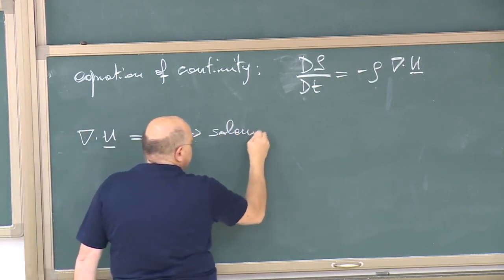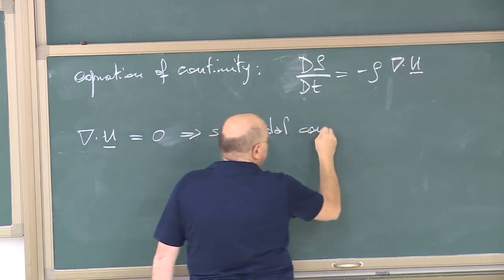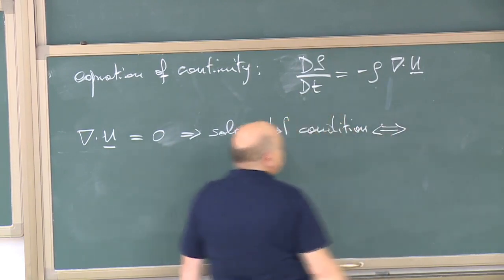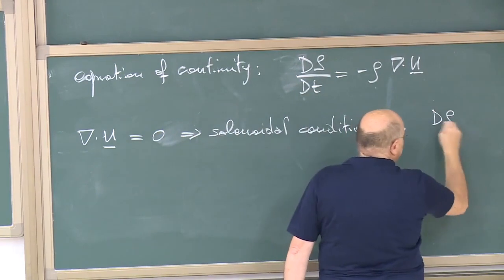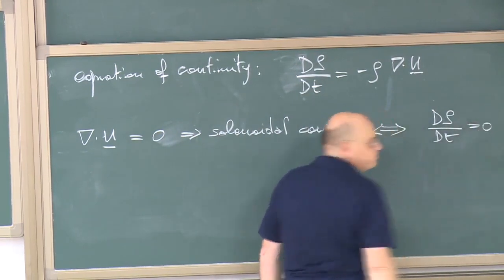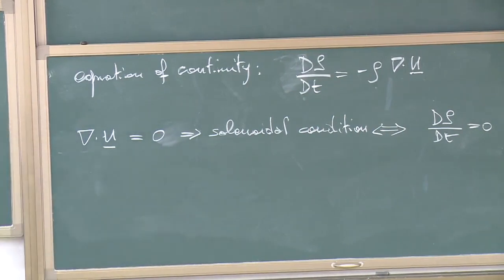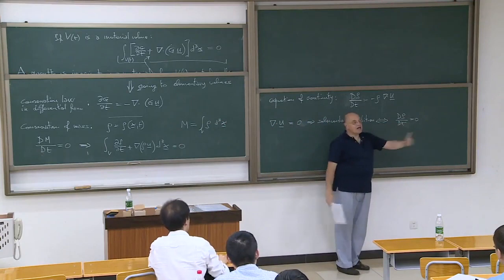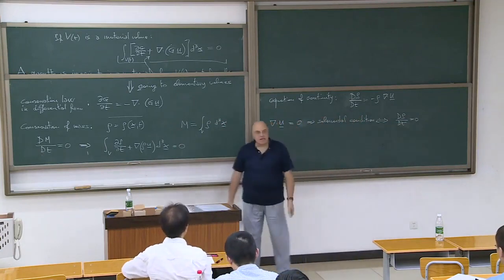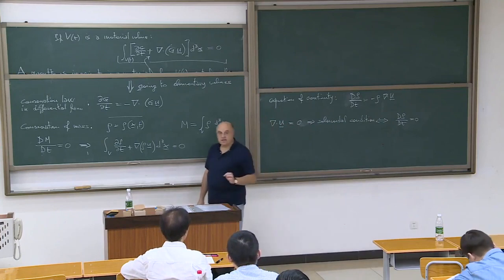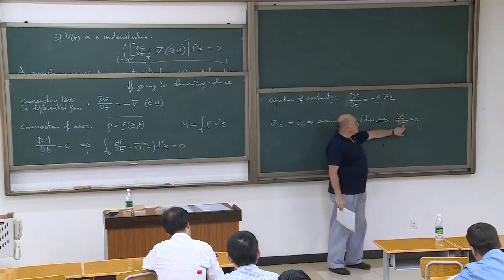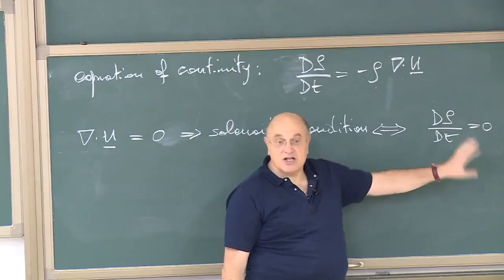Solenoidal condition means d rho dt equals zero. I just point out a little aspect of language. If rho is exactly constant, does not depend on time and space, then you say that the fluid is uniform. So please remember, rho constant doesn't mean that d rho dt is zero. Of course it is zero, but it's not the same thing.